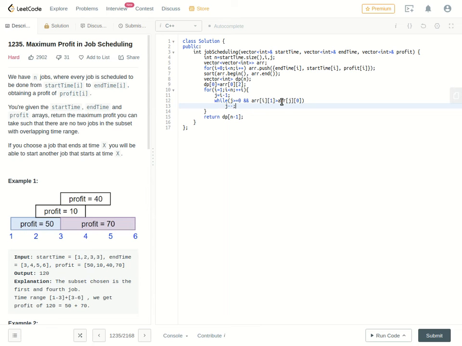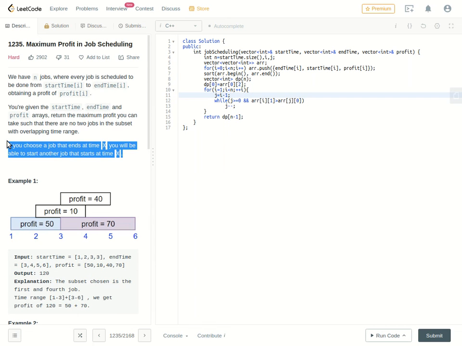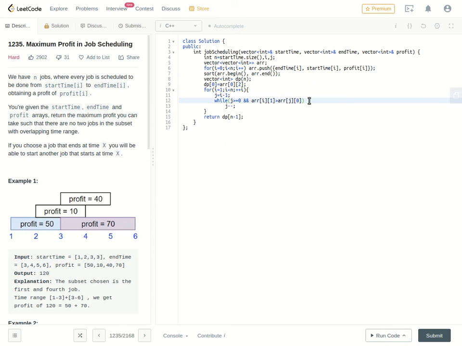So till the start time is greater than the previous jobs, I just go on reducing the variable. If the start time is lesser than or equal to the previous job's end time, we can choose it, because it's given that if you choose a job that ends at time x, you'll be able to start another job. If this condition is not given, like you are not able to start, you just add an equal to here. Okay, so we keep on reducing j, and then in this current value of dp, we need to store the maximum value achievable up till that point.